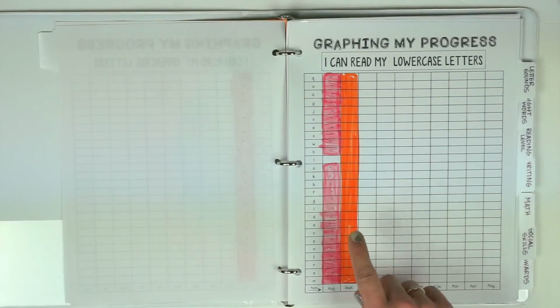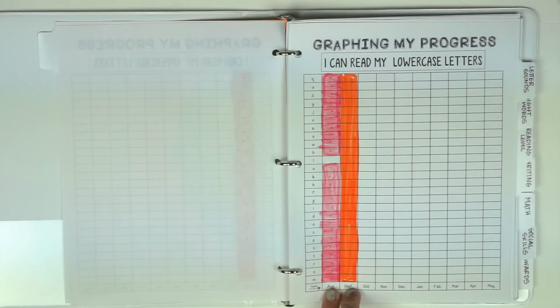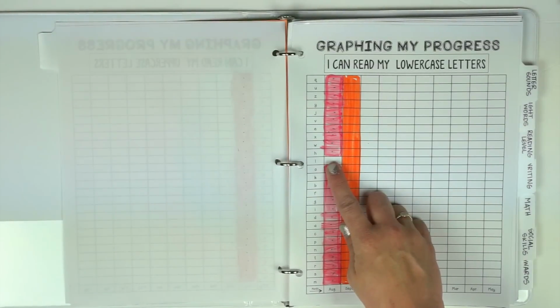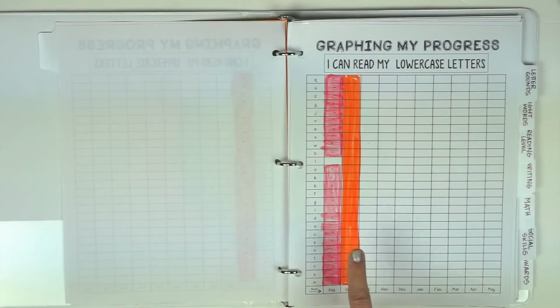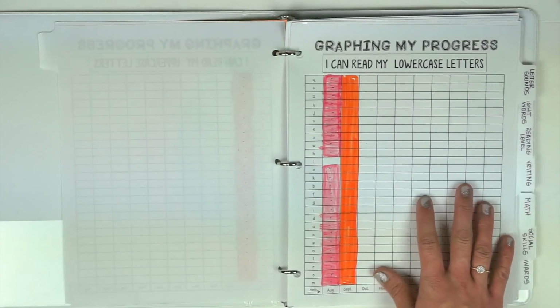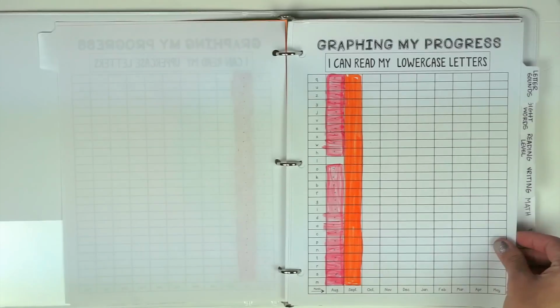Same thing here. You'll notice that here she had 2 months. So in August, she got L incorrect for her lowercase letter naming. And back in September, she corrected that. So now she knows all of her lowercase letter names.